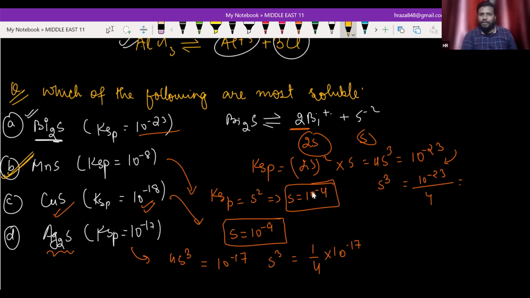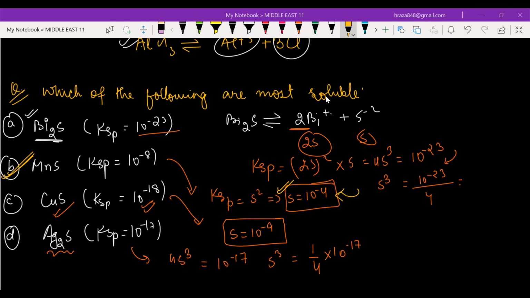So you can see that this has the value of solubility s which is maximum, so it is most soluble. Okay, MnS is most soluble. Okay, Saif. Yes, sir. So in short, you can say that the one with maximum value of Ksp will be most soluble.